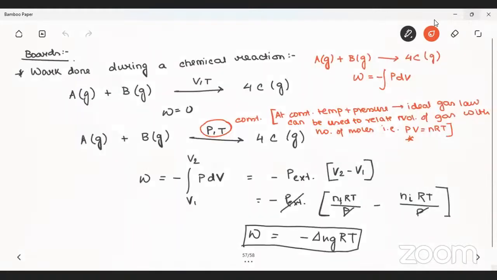Okay, explaining once again. Suppose this is a chemical reaction. We have to calculate the work done during a chemical reaction. This is our chemical reaction, A plus B producing 4C. All are gases. And what is the general formula for work done? Minus integration PdV. Is this part clear still now? Yes, ma'am.